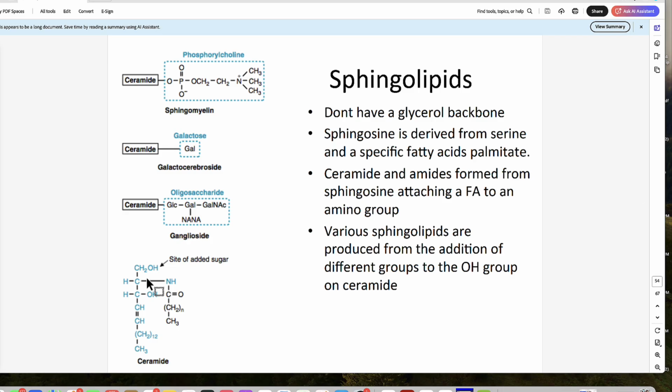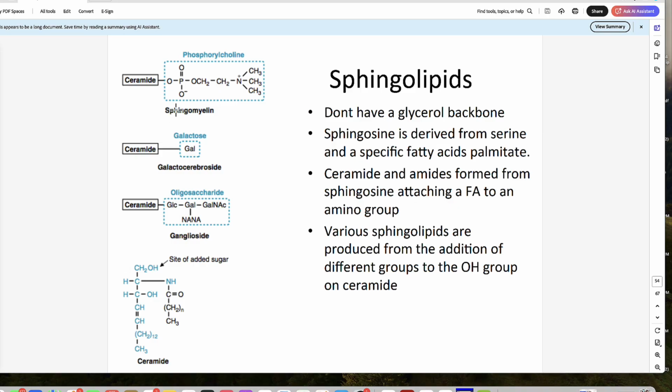Sphingolipids. Hopefully you all are not new to sphingolipids, but sphingolipids do not have a glycerol backbone. They are formed from sphingosine, and sphingosine is derived from serine and a specific fatty acid, palmitate. Ceramides are amines formed from sphingosine by attaching a fatty acid to an amine group. Various sphingolipids are produced from the addition of different groups to the hydroxyl group on the ceramide, which you see here.